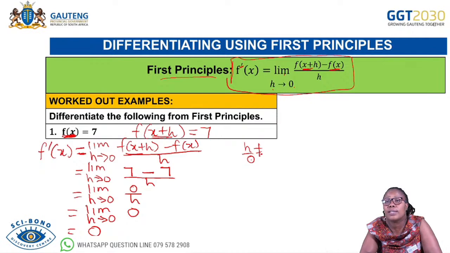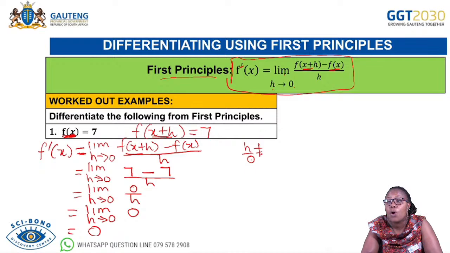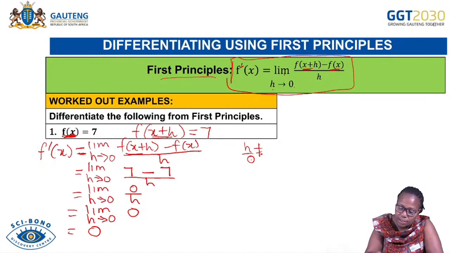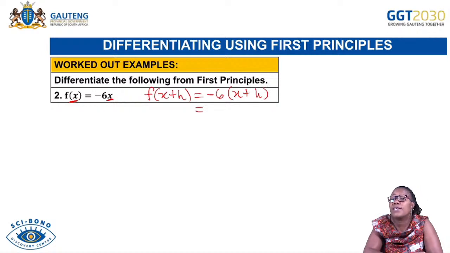Let's look at the second example now. We are given the f at x equal to minus 6x. We are still applying what? The first principle to differentiate the following. We said before we go with the formula, we check what? The f at x plus h. All right. That means where we are having an x now, we are substituting with x plus h. Look at that. Where I am having x now, I am substituting what? An x plus h.